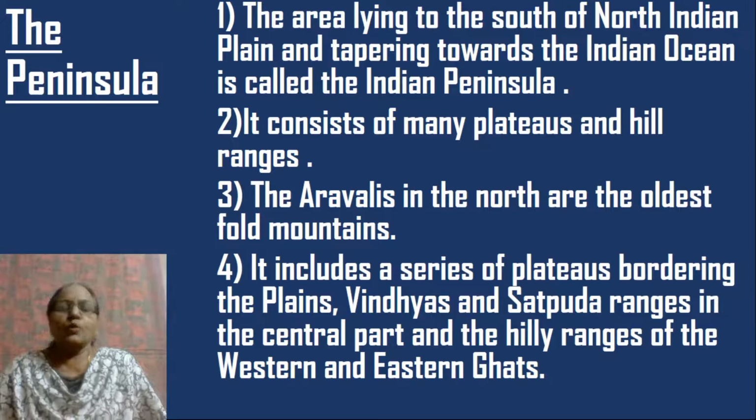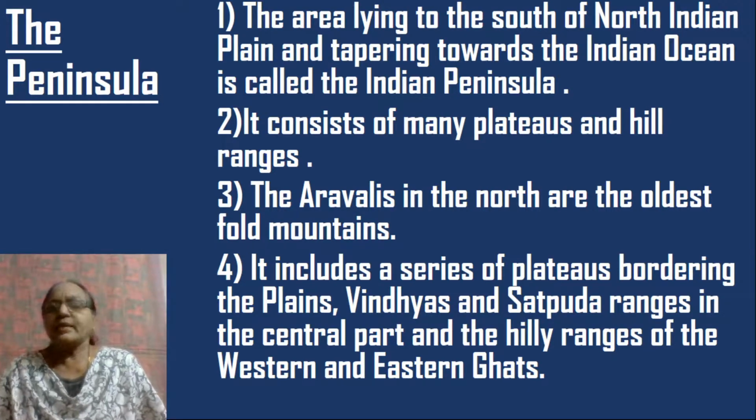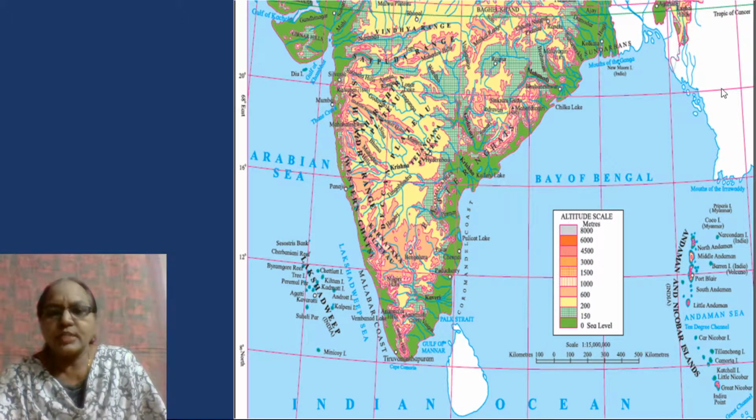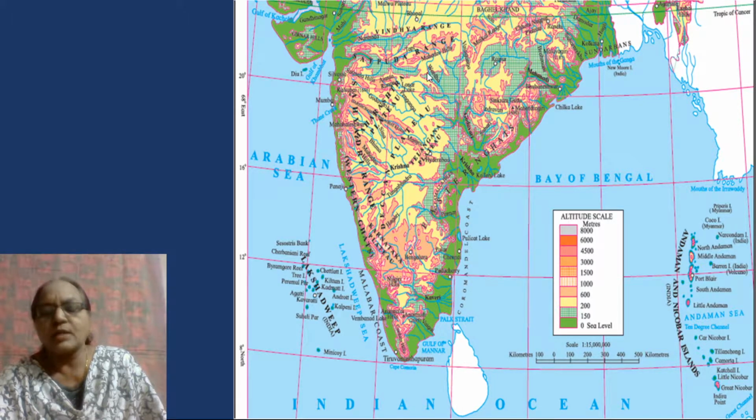Now, what is this Indian peninsula? The area lying to the south of the North Indian plain and tapering towards the Indian Ocean is called the Indian Peninsula. Okay, so now can you see this here? This is the tapering part, and this is found to the southern part of the North Indian plain and it tapers towards the Indian Ocean.